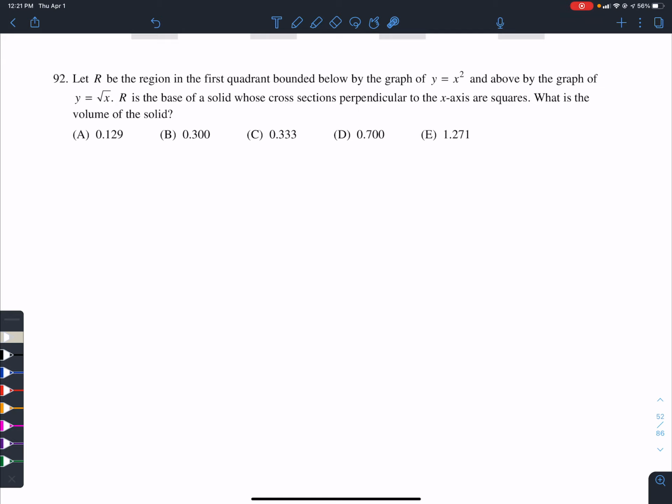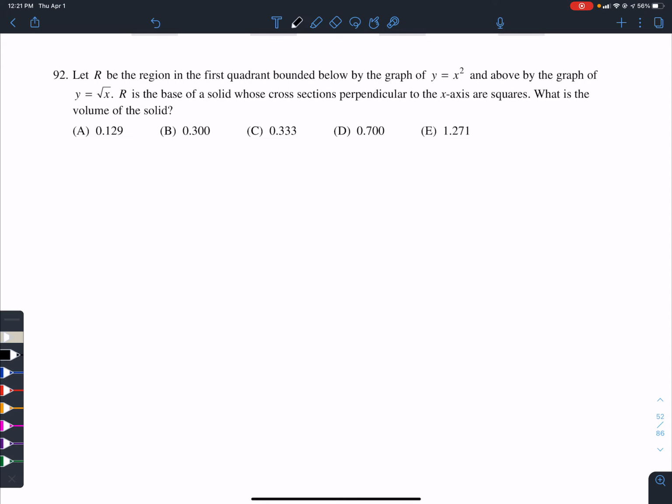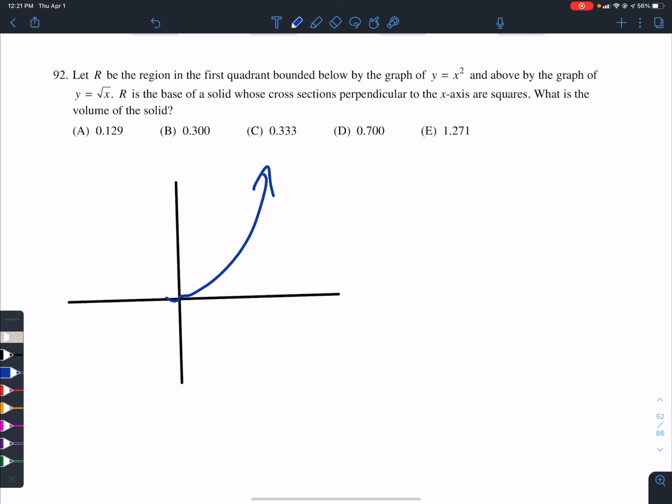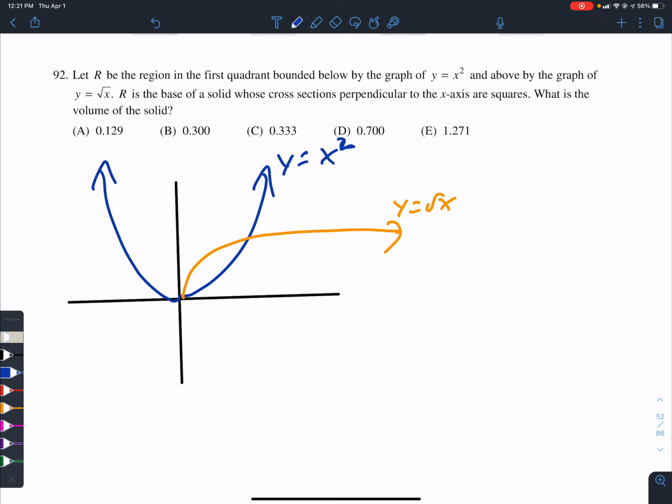2012, number 92. Let R be the region bounded below by the graph y equals x squared. So let me graph that. y equals x squared is going to look something like this, and square root of x is going to look something like that. You could graph that on your graphing calculator, but hopefully you know what those look like without that. And the region bounded by those two is going to be that one. So that's what we're looking at.